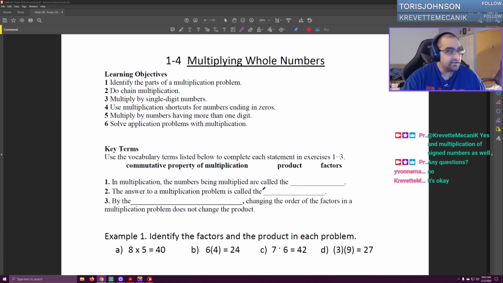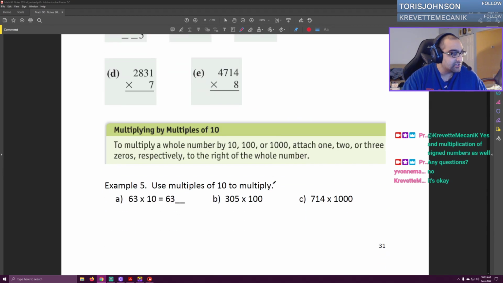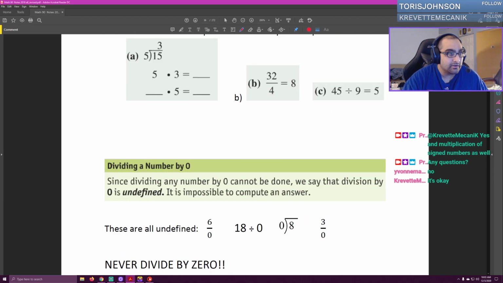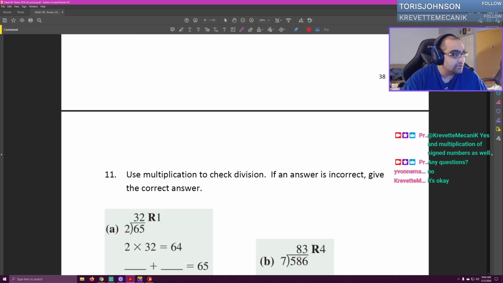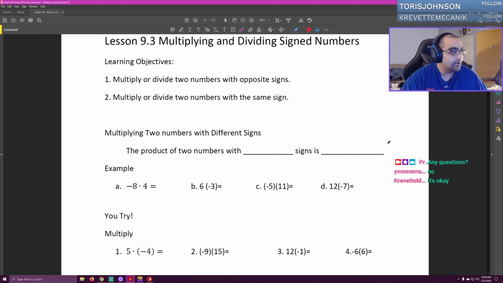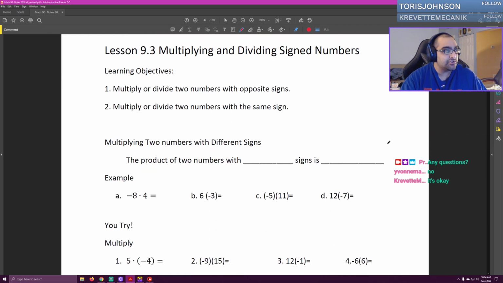Let's go ahead and take a look at the next section, which is kind of out of order here, but I have to go down to multiplication. There we go. So let's talk about section 9.3, which is multiplying and dividing signed numbers.